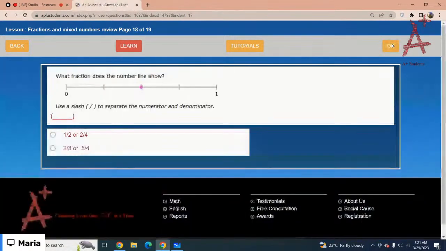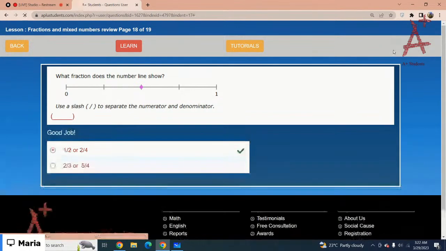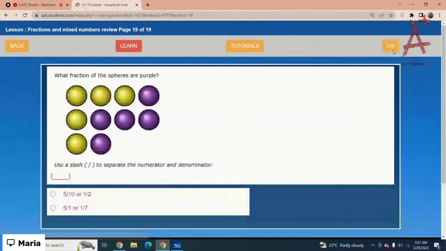What fraction does the number line show? It would be, yes, it would be 2 over 4. Got it? The correct option is 1 over 2 or 2 over 4. What fraction of the spheres are purple? Yes, it would be 5 over 10 or 1 over 2. Got it?